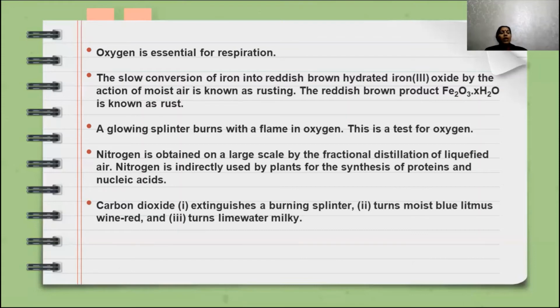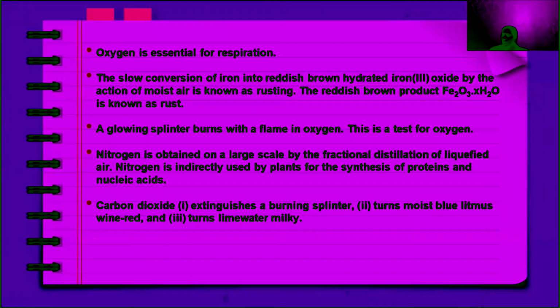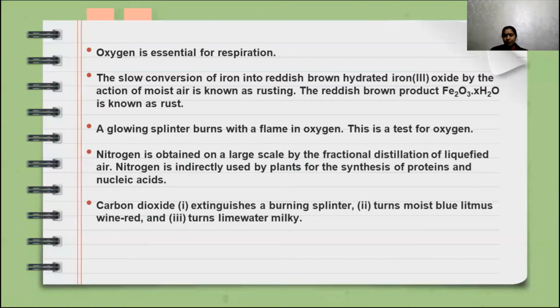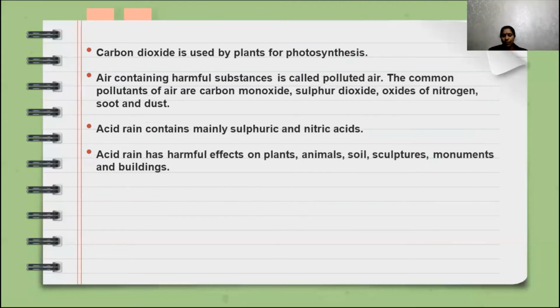Then the next is carbon dioxide. It extinguishes a burning splinter, turns moist blue litmus into wine red, and turns lime water milky. So these are the points mentioned here about carbon dioxide. And the other topics are here. Carbon dioxide is used by plants for the process of photosynthesis.